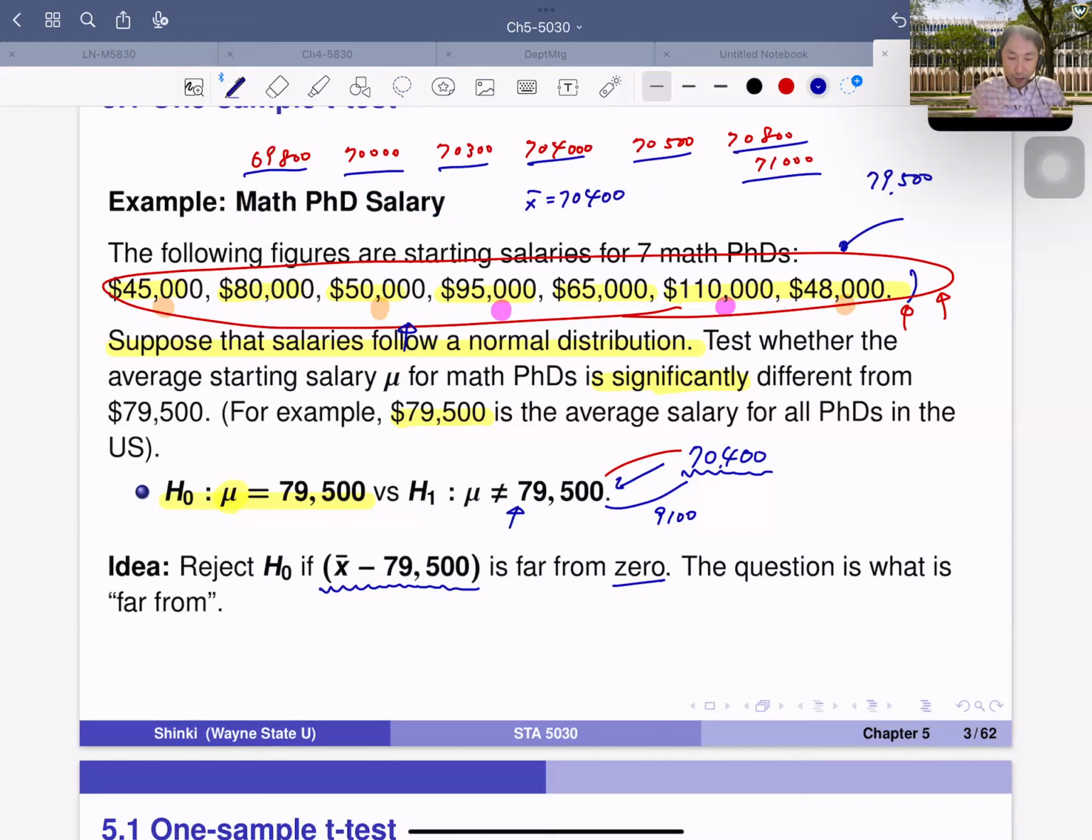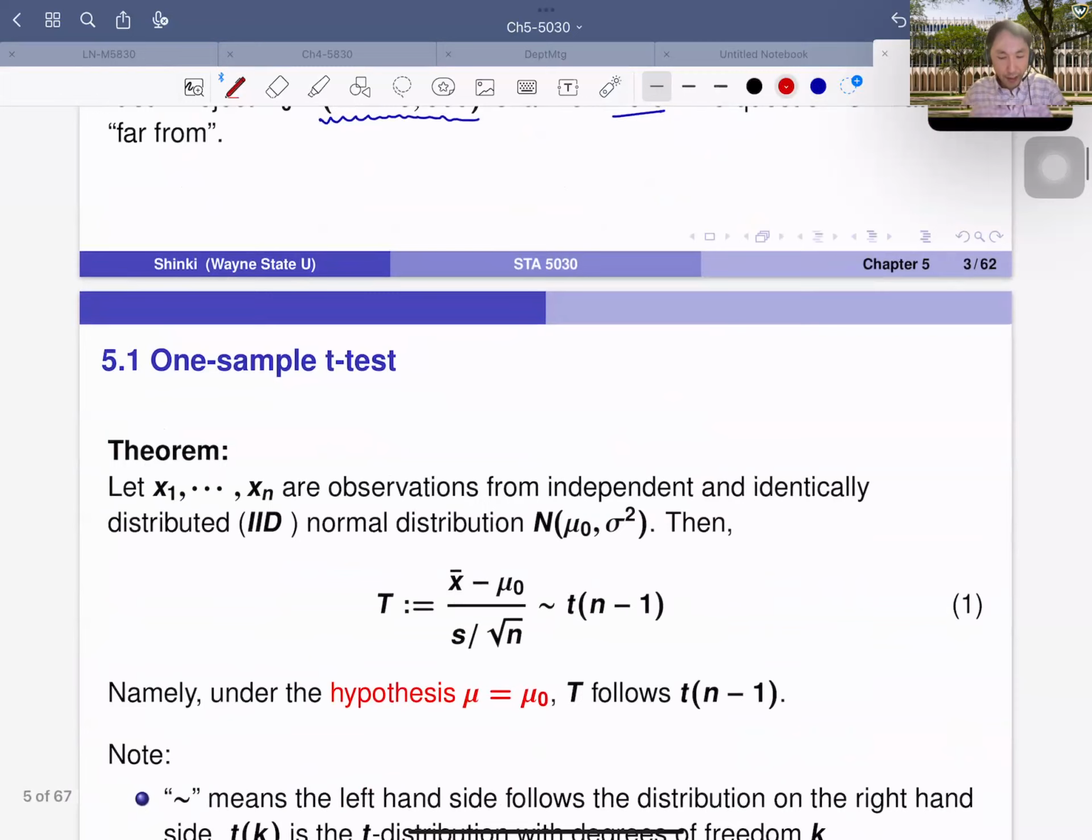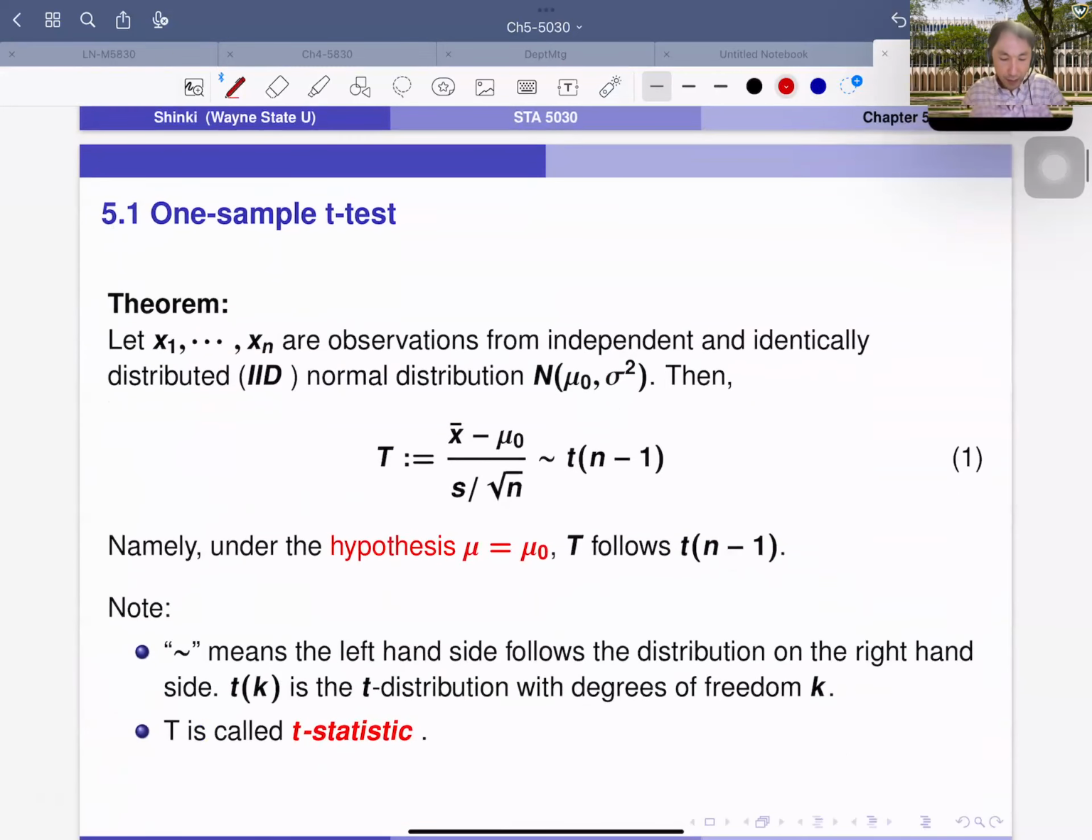So basically, we want to see 2 pieces of information. One is the deviation, the difference between these 2 numbers, the sample mean and our hypothesis. And another one is the standard deviation, the variation in this sample. We want to use those 2 pieces of information to test. So that is the idea.